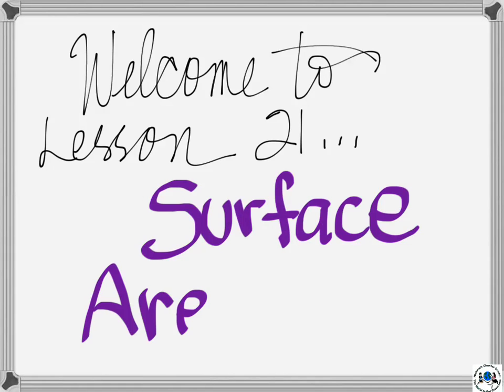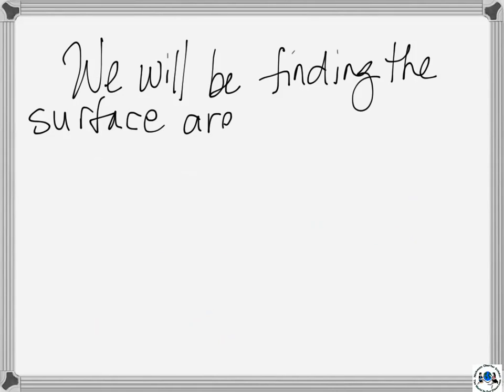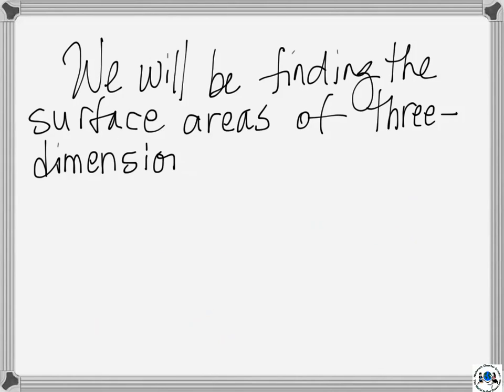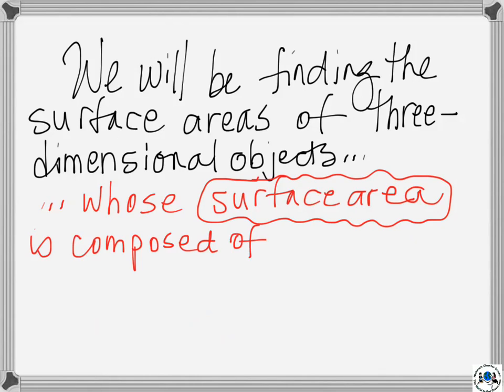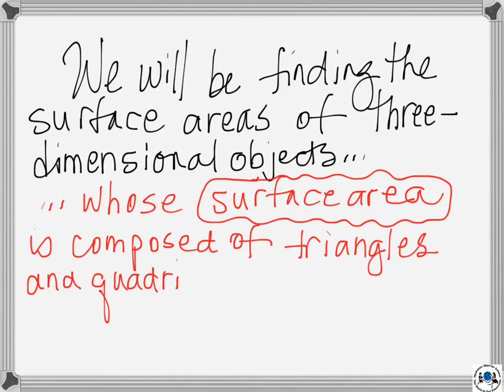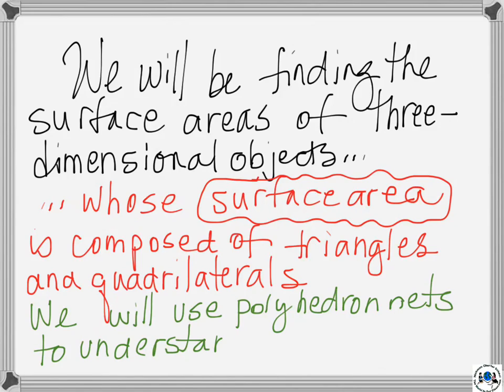Welcome to Lesson 21, Surface Area. In this lesson we will be finding the surface areas of three-dimensional objects whose surface area is composed of triangles and quadrilaterals. Okay, surface area. We will use polyhedron nets to understand that.